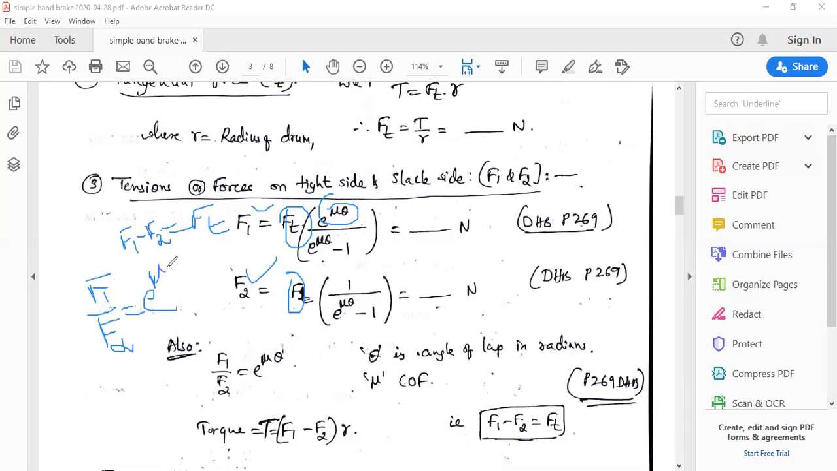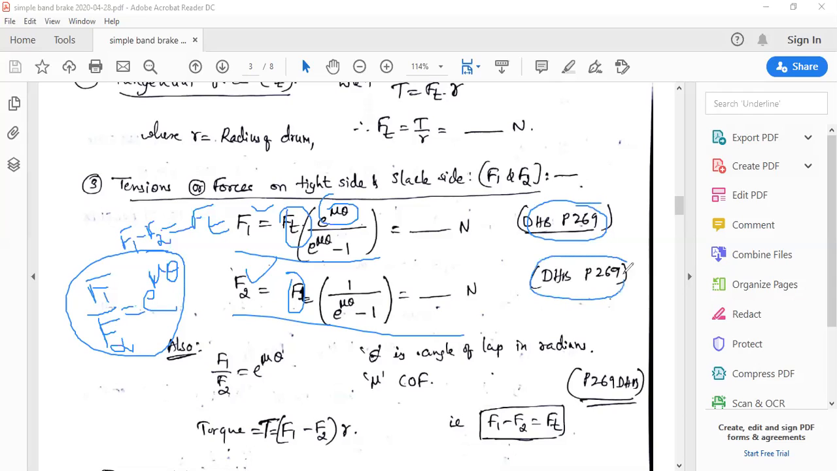By using this relation, one of the terms is eliminated and another term is transformed into another form, so that you get the equations for F1 and F2, the forces on the tight side and slack side of the band. This equation is available in the data handbook, page number 269. Using this equation, you have to substitute the value of Ft, which is calculated in the previous step.